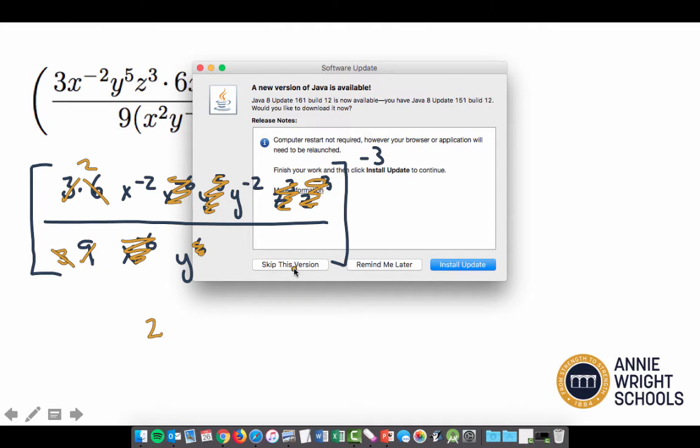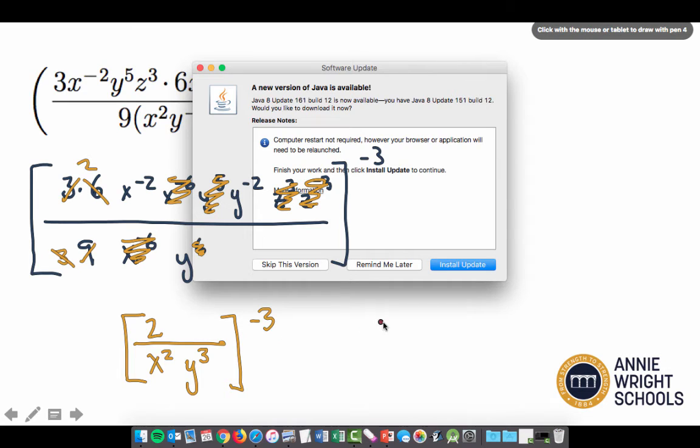Oh, that's frustrating. So 2 times x to the negative 2, that jumps down to the denominator as an x squared. Y to the negative 2 jumps down to the denominator as a y squared. Y squared times y is y cubed, and then the z's are gone. All of that is raised to the negative 3 power.